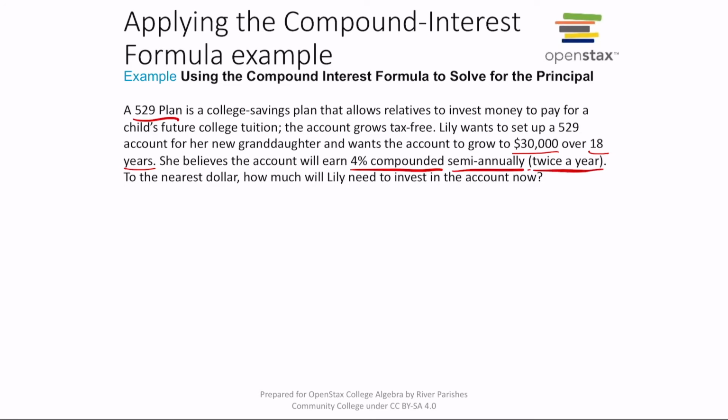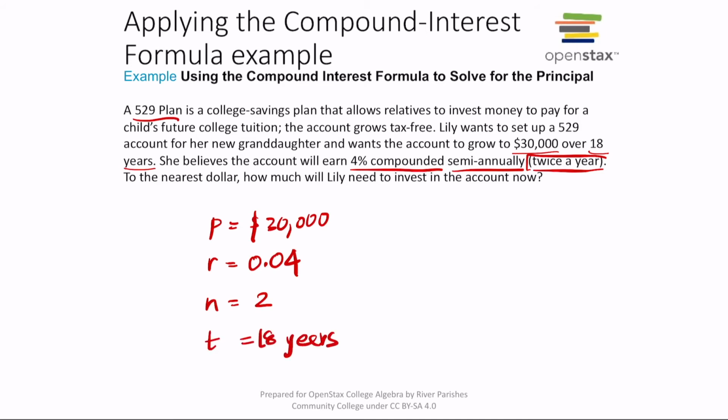Semi-annually is twice a year. So the principal amount is $30,000, and she is earning an interest rate of 0.04, which is 4%, and they are compounding it twice a year, and the total time for it is 18 years. So pause the video. Try to substitute the values into the problem and get your answer.